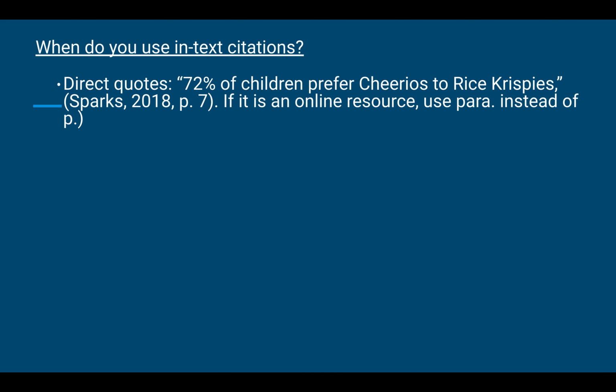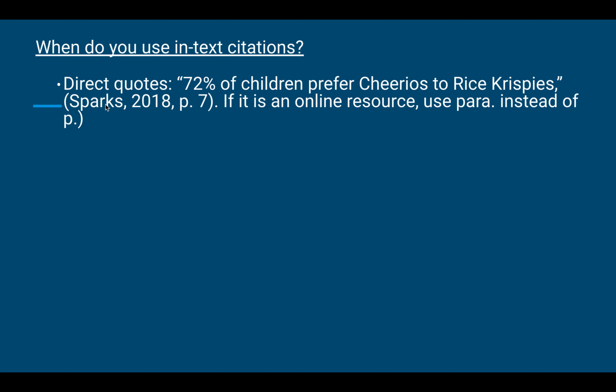So when do we do this? When do we use in-text citations? Students typically recall that in-text citations are required if you are using a direct quote. If you take someone else's words and put it in your paper, you definitely need to put in an in-text citation. This is called a direct quote. You're going to show it by using quotation marks.